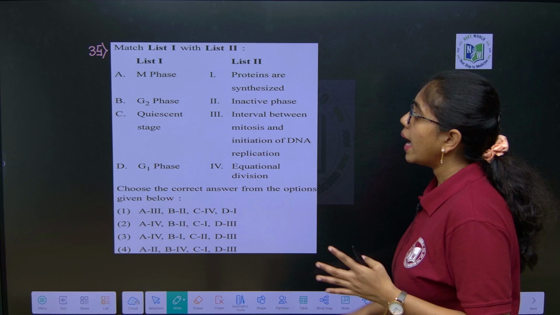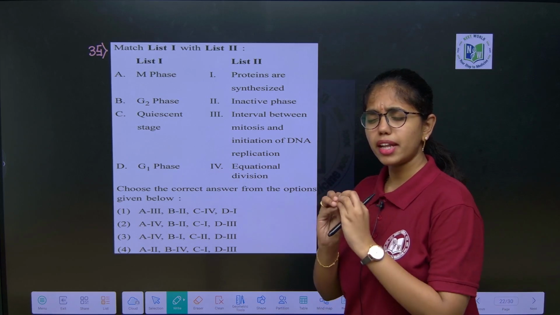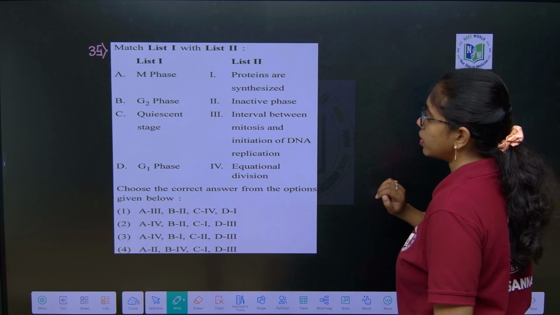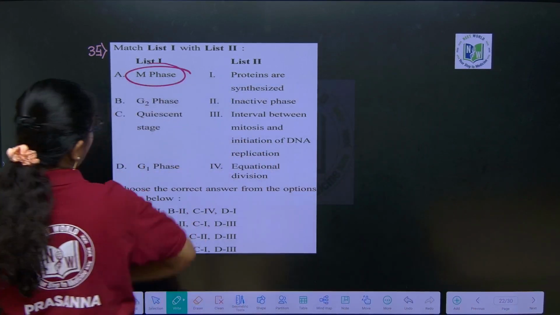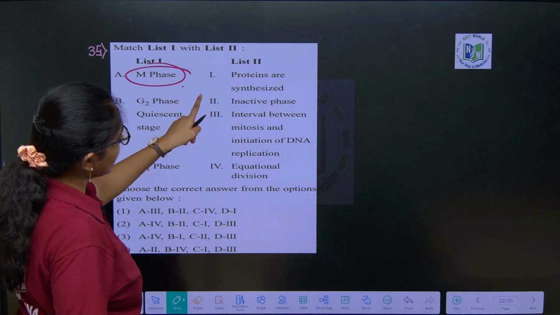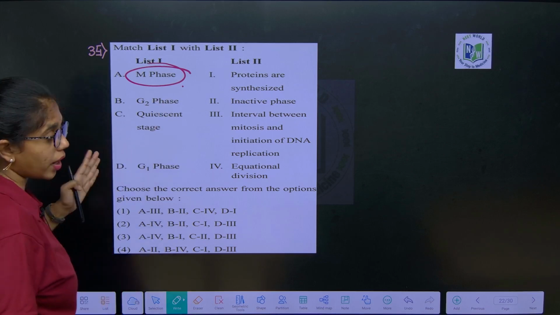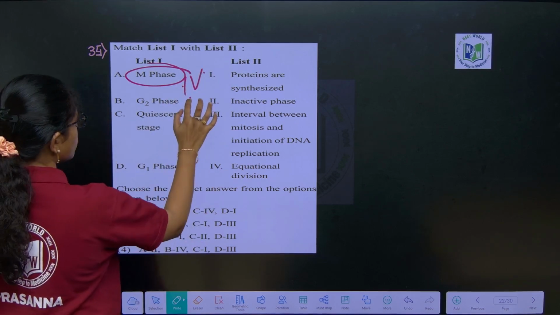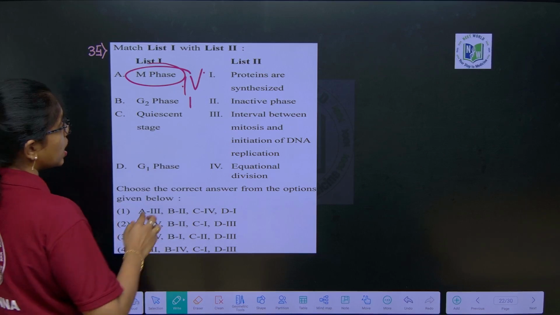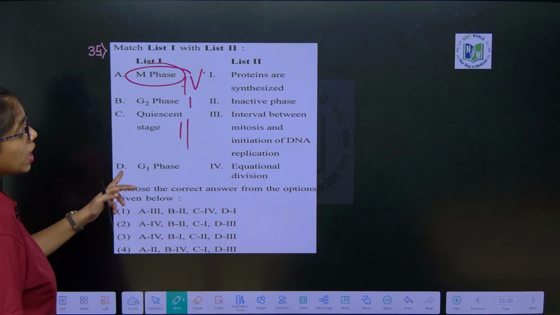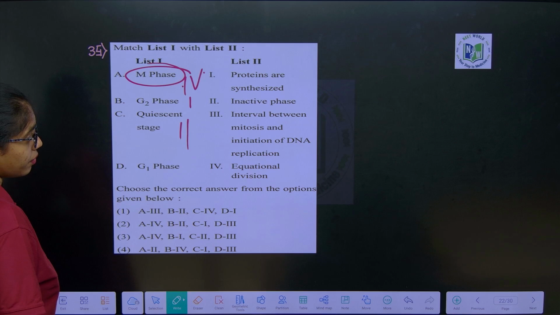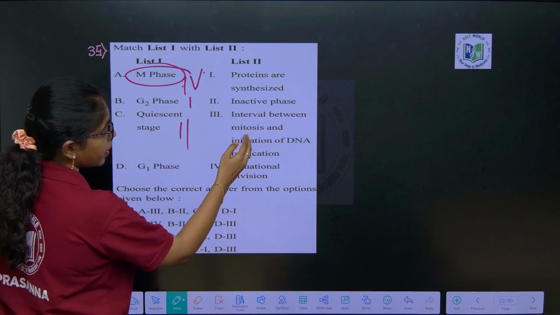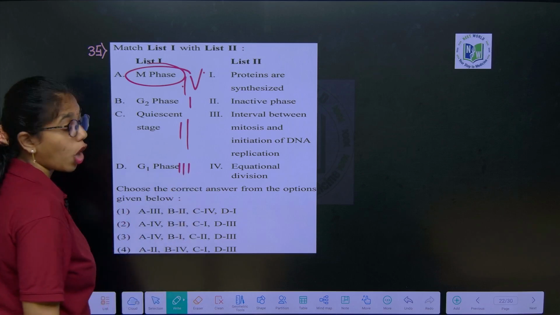Next, M phase. From the cell cycle, so definitely you will get either 2 or 3 questions in the NEET. Okay. So, here if you see, Nana, M phase is the division phase or equational phase, you can call it, that is 4. G2 phase, protein synthesis will happen. Quiescent stage is the inactive stage. G1 phase, the interval between mitosis and initiation of DNA synthesis.